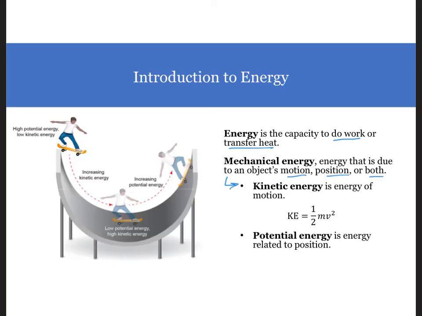Kinetic energy is energy of motion and is described by the formula KE for kinetic energy equals 1/2 times mass in kilograms times velocity squared, where velocity is reported in meters per second. Potential energy is energy related to position, typically due to gravitational forces.